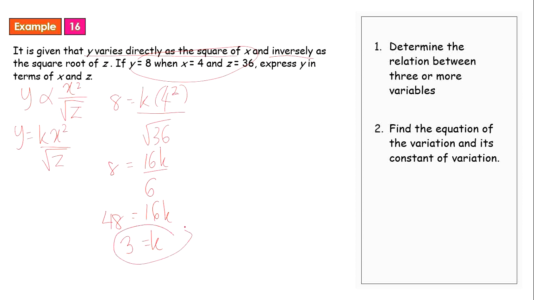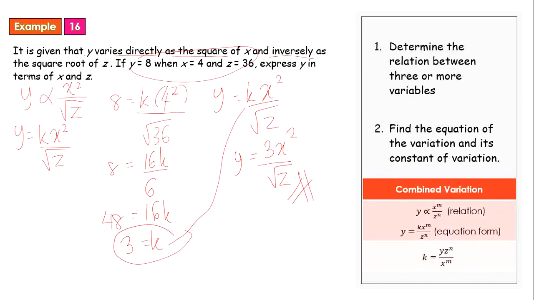Okay, so when we already have the value of k, we can answer the question. It asks to express y in terms of x and z. The original formula is like this, but it wants it in terms of x and z only. Meaning the equation should have only the letters y, x and z. So we don't want k. k must be replaced with a number, which we got earlier, 3. So the equation becomes y equals 3x squared over the square root of z.